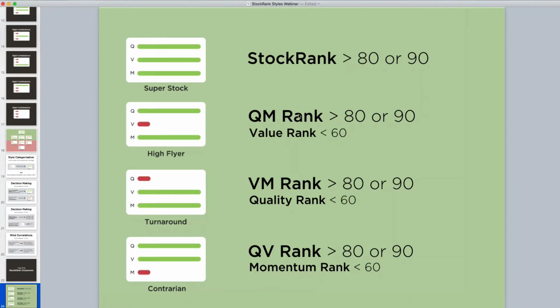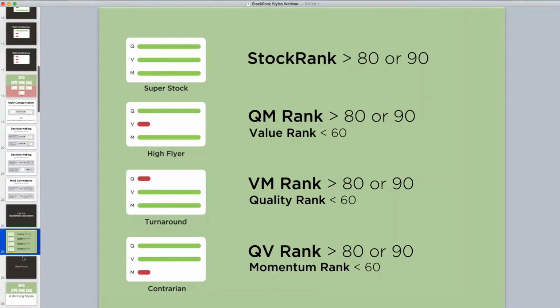So if you're in any doubt of which crossover rank to use, just look at this mnemonic in the brochure, in the guide, and you can see the Q and M and think QM rank. I'll use the QM rank to try and find high flyers. And I'll often look for a lower value rank when I'm looking for high flyers, because high flying stocks tend to be very expensive. I'll show you some examples of this as we come to them. Similarly, turnaround, VM rank. Contrarian, QV rank. So it's quite straightforward once you get your mind around these ideas.